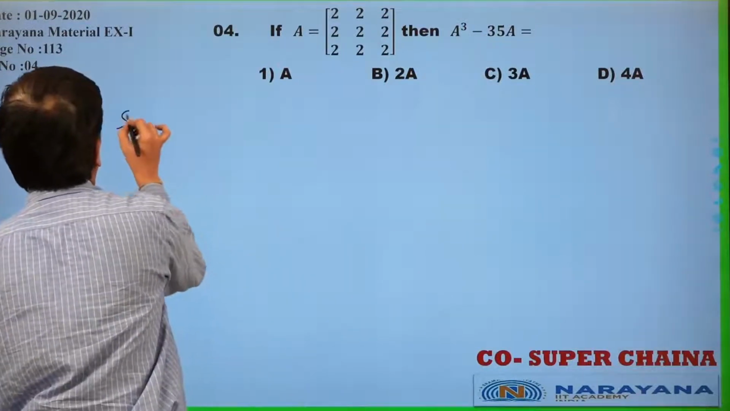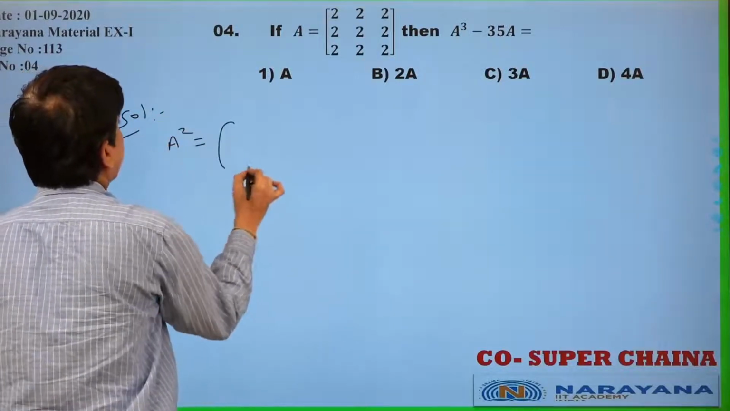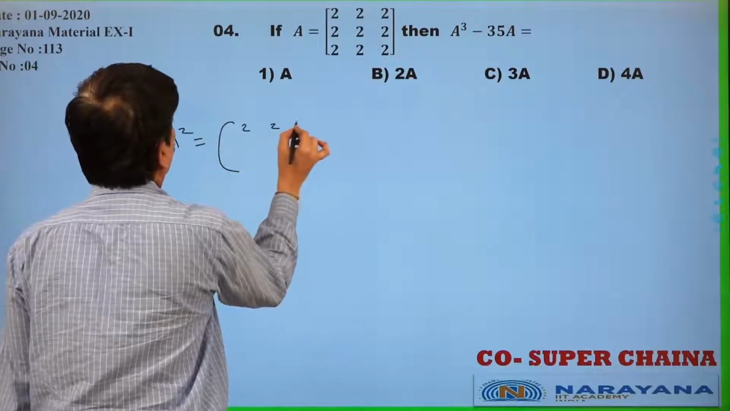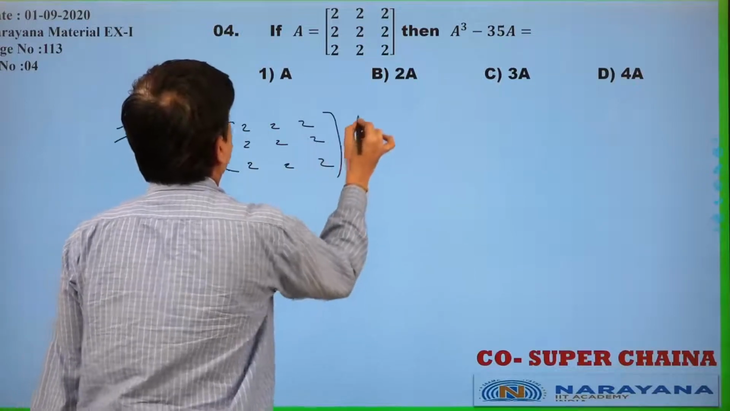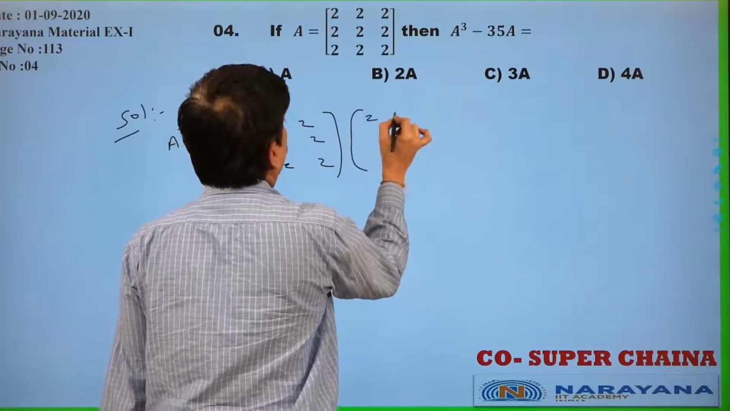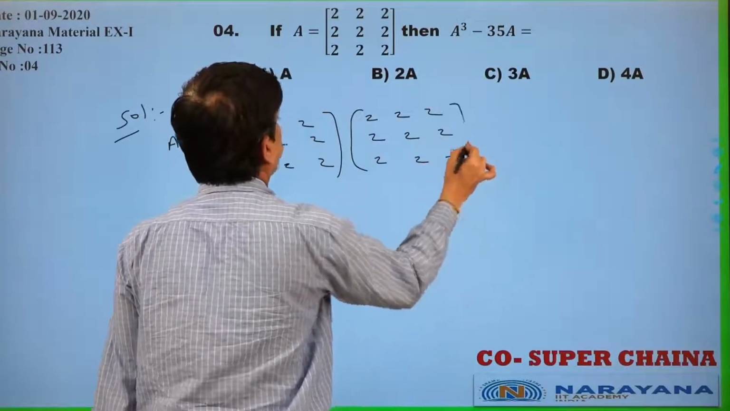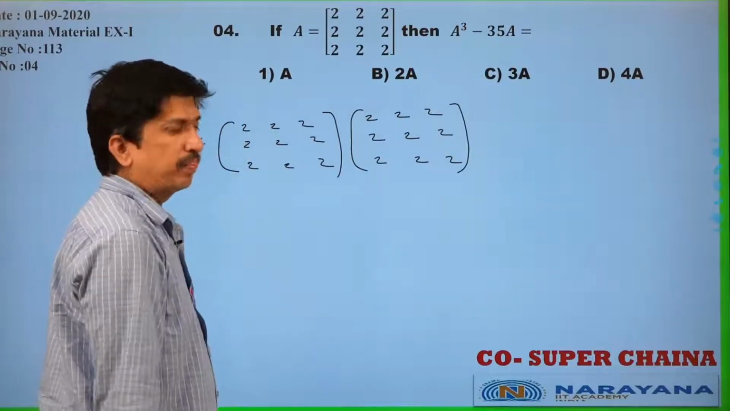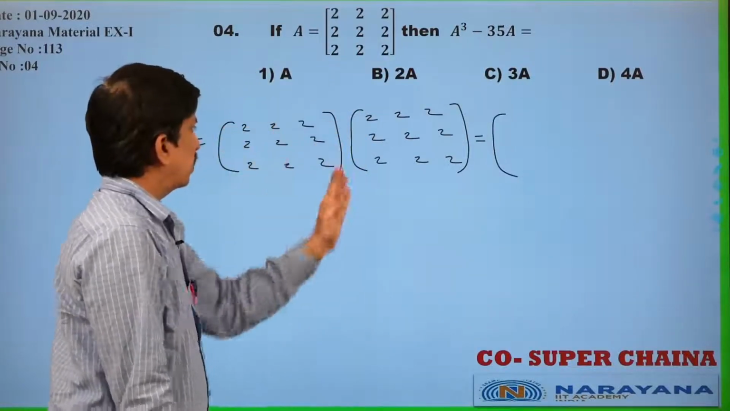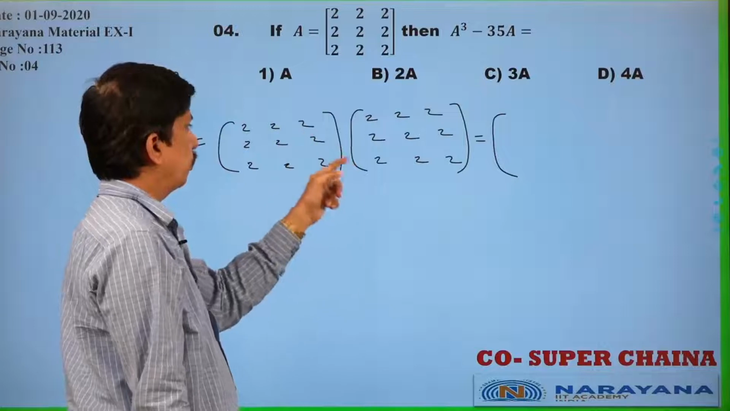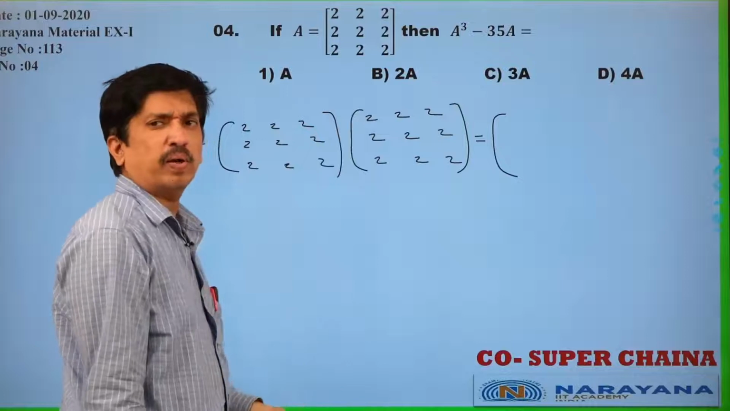Now once you observe, to get A cube I am first doing A square. Now A square means A into A, a 3 by 3 matrix of all 2's multiplied by a 3 by 3 matrix of all 2's. First row first column: 4 plus 4 plus 4 is 12. Everything, whatever you multiply, you will get 12.